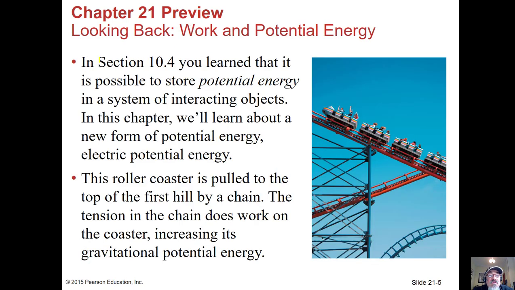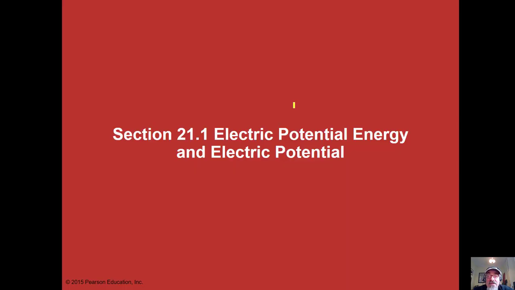So Section 10.4, this was the energy chapter, if you remember. You learned that it's possible to store potential energy, we called it gravitational potential energy, between masses. Usually it was the mass of the Earth and something that has mass on the Earth, like this roller coaster, for example. As the roller coaster goes up here, it loses kinetic energy, gains gravitational potential energy. We'll have the same idea with this chapter. We can turn electrical potential energy into different forms of energy, like kinetic energy, for example. Okay, very nice. So potential energy and electrical potential are related to each other, but they are not the same exact thing.